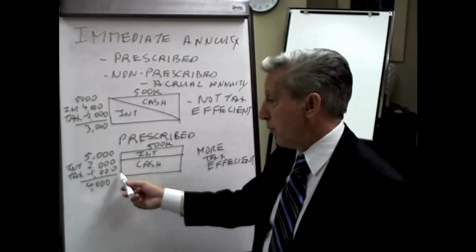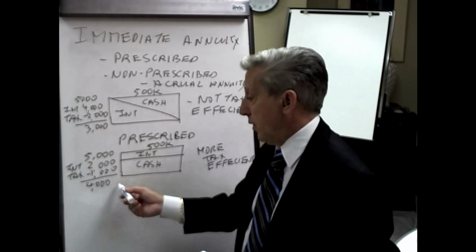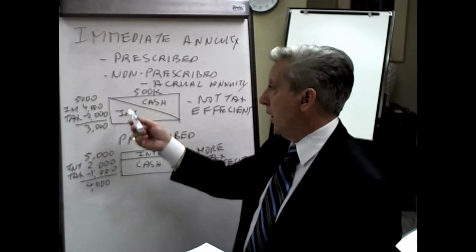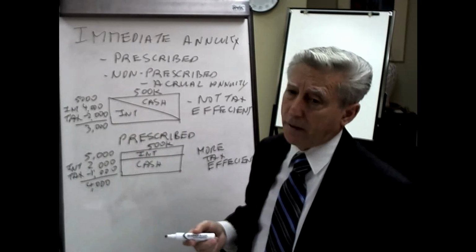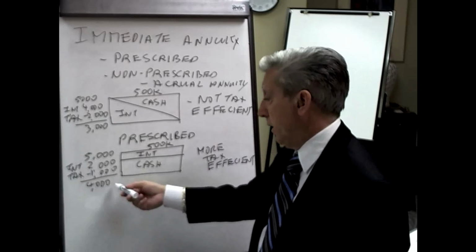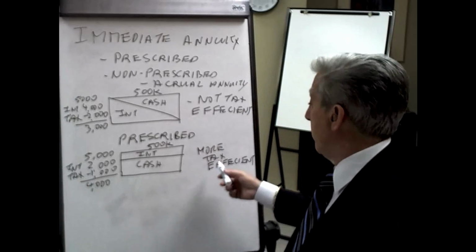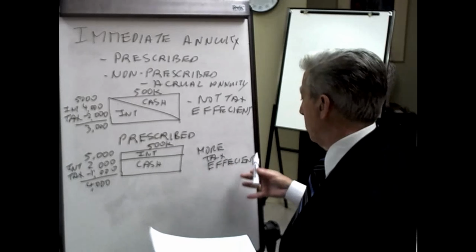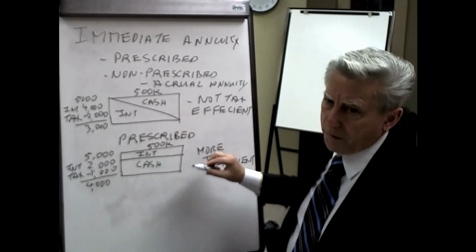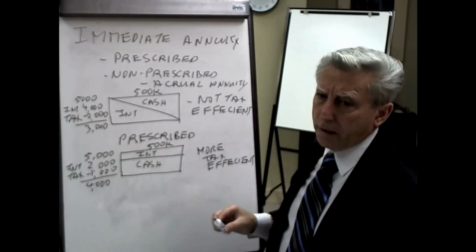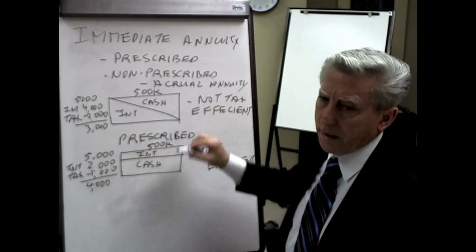So the same 50% tax bracket, so minus $1,000. Once again, you do the math on this here, and you end up at $4,000. So here, on an accrual annuity or non-prescribed, you only have $3,000 to actually spend. Here, you've got $4,000 to actually spend. So in a prescribed annuity, it is more tax efficient. And that's the main element here. The difference between these two is the tax efficiency aspect. A prescribed annuity is more tax efficient. A non-prescribed or accrual annuity is not tax efficient.